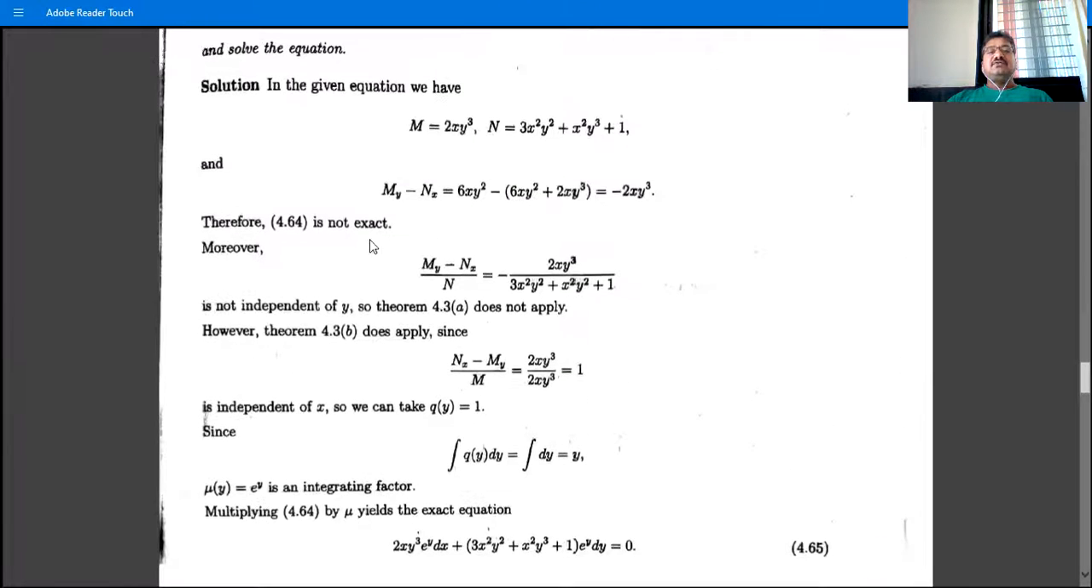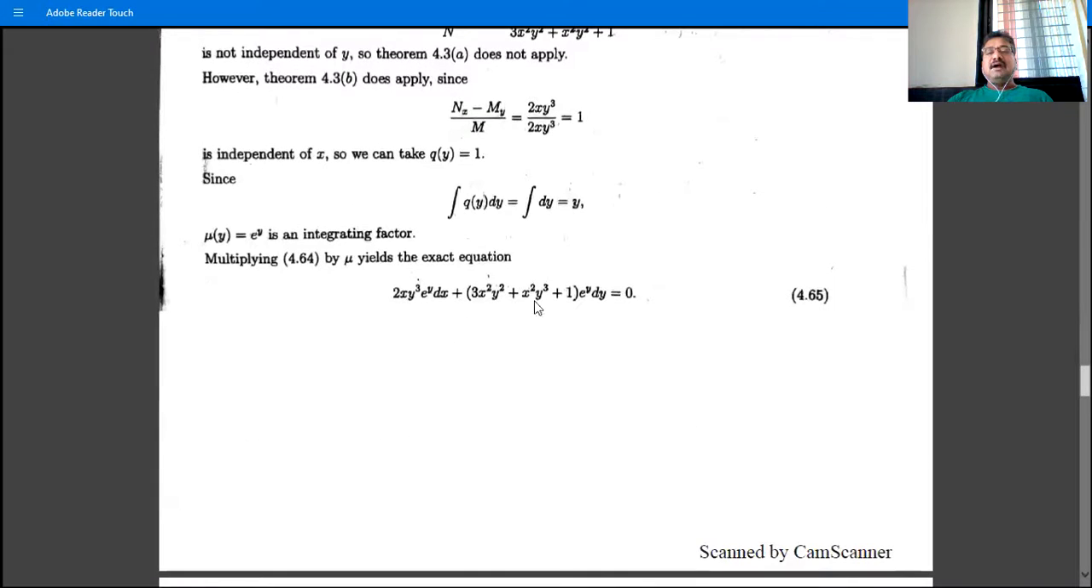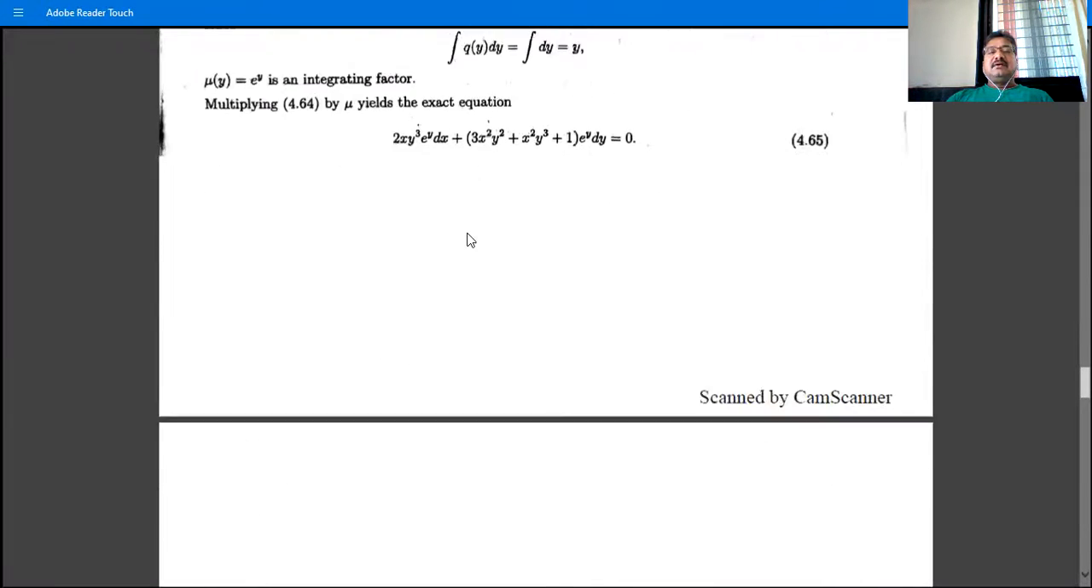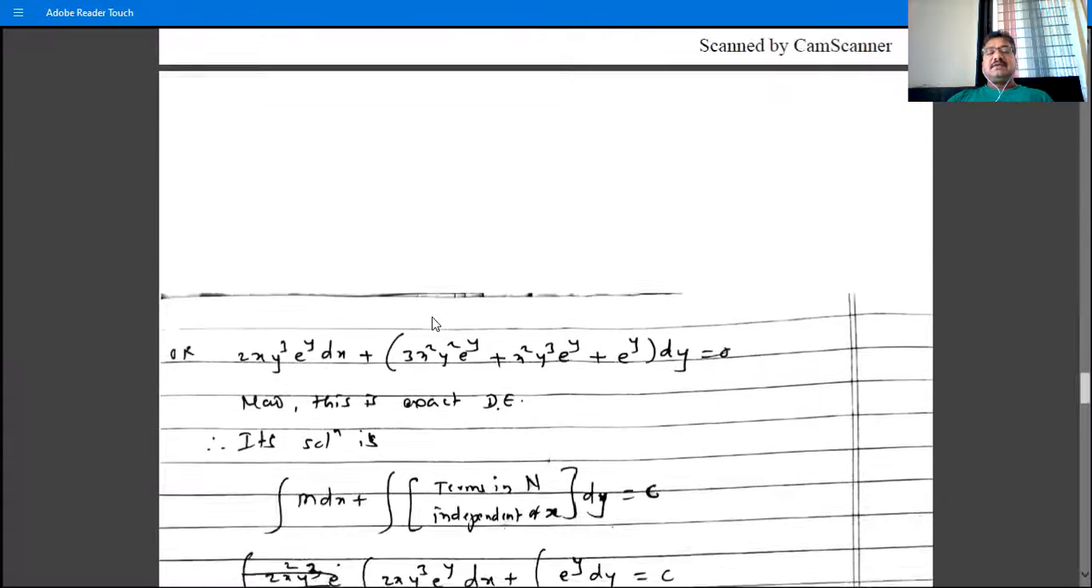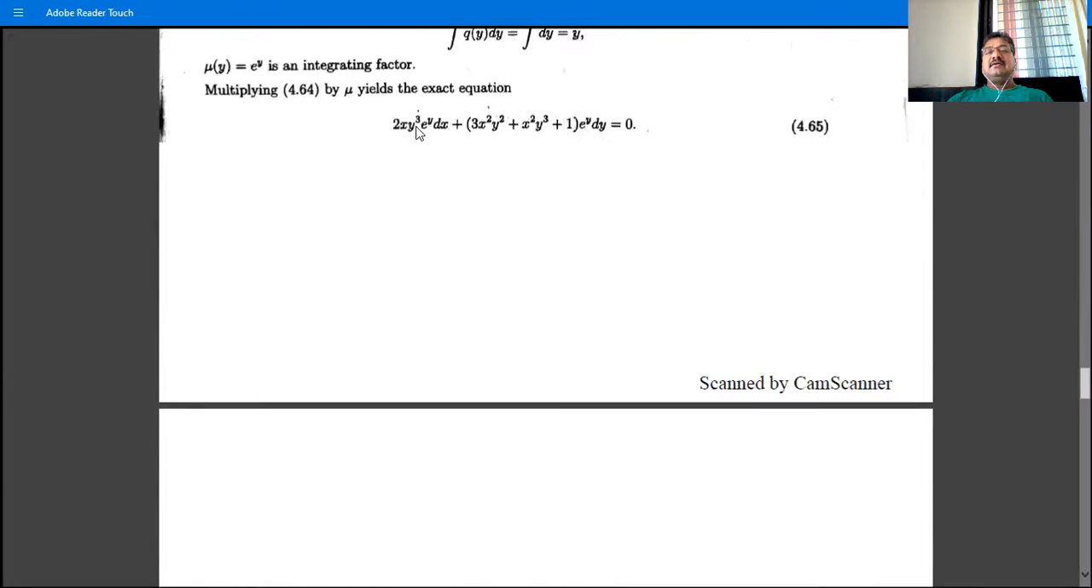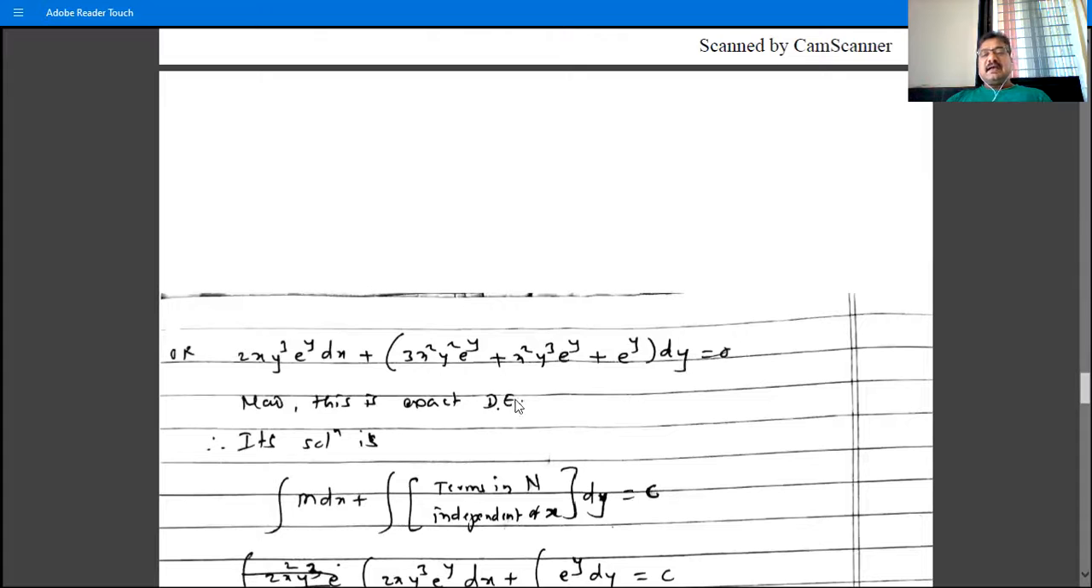So multiplying by e raised to y to the given differential equation, we have this differential equation, and this is an exact differential equation. Because the given differential equation is not exact, but e raised to y is the integrating factor. And we know the definition of integrating factor is what? The integrating factor is a function such that if we multiply it to the given differential equation, which is not exact, it is reduced to an exact differential equation. So this is the exact differential equation.